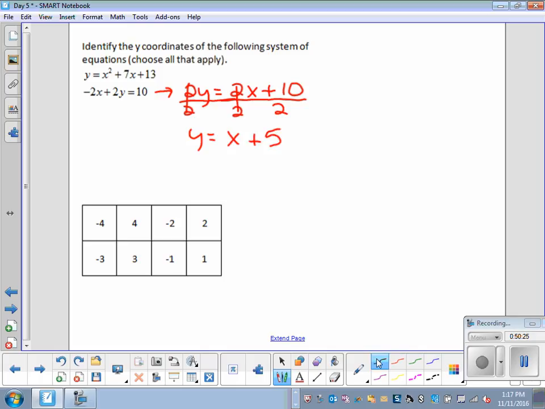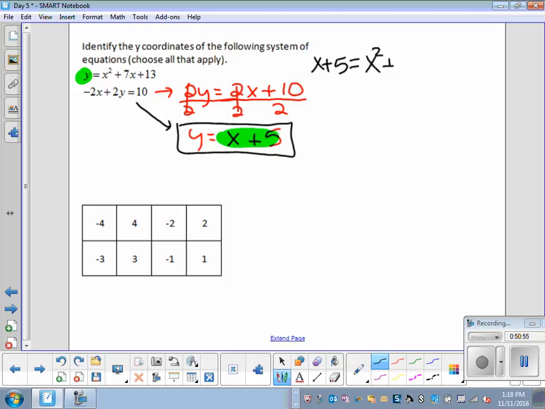Do you agree? So what I did was I rewrote this guy to this. Now take this y, plug it in right there. Make sure that you plug it into the other one, because you can't plug it back into itself. So then now we have x plus 5 equals x squared plus 7x plus 13. Ooh, trinomial.